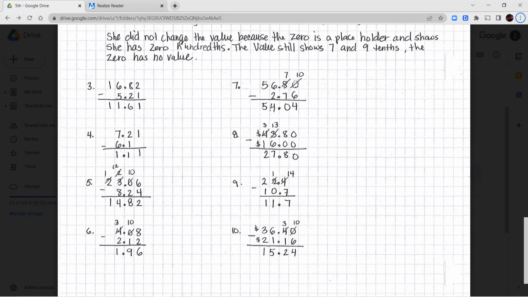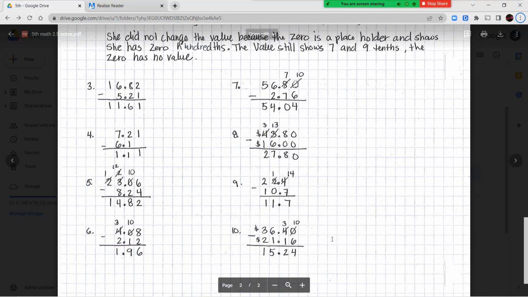For number 9, we had 22 and 4 tenths, take away 10 and 7 tenths. I couldn't do the 4 take away 7, so that became a 14, and I borrowed from the 2, so my 2 became a 1. 14 take away 7 was 7. Drop that decimal point. 1 take away 0 was 1, and then 2 take away 1 was also 1, leaving me with a difference of 11 and 7 tenths.